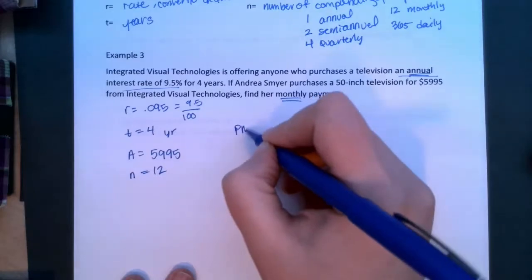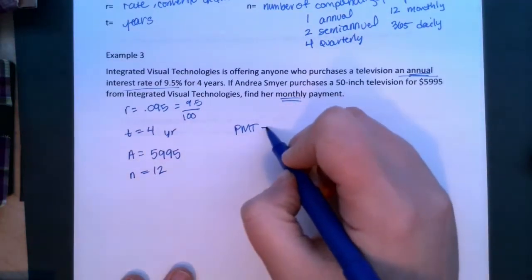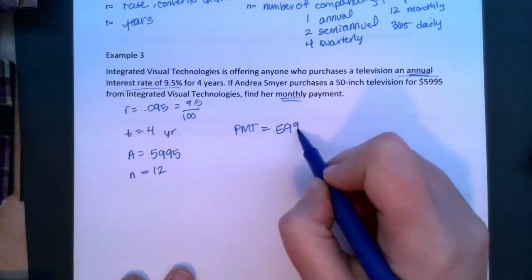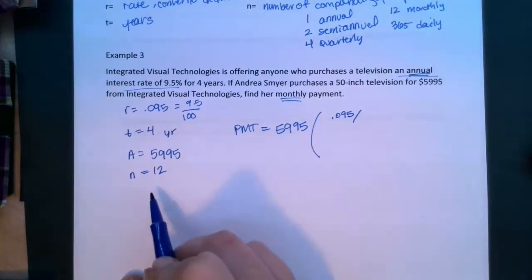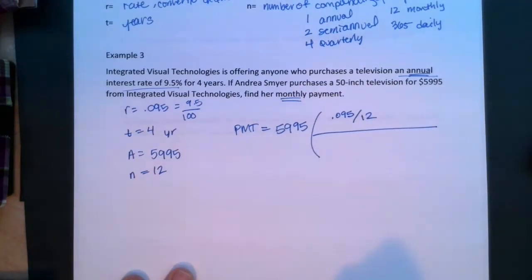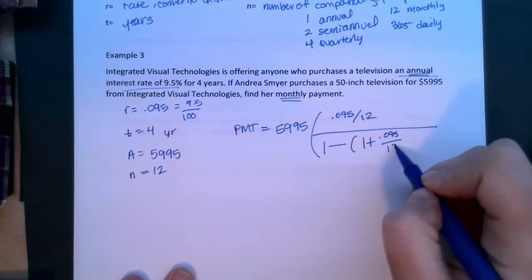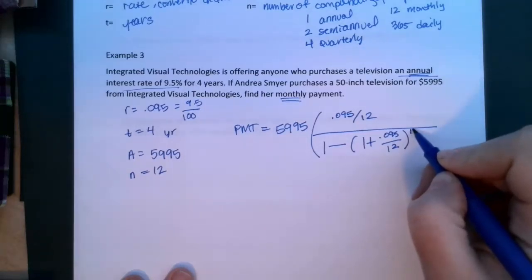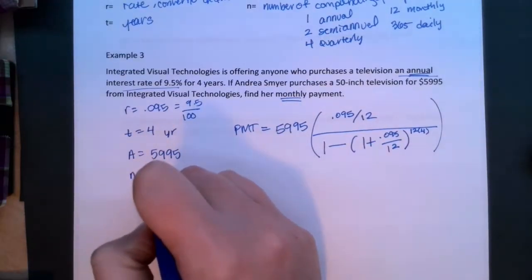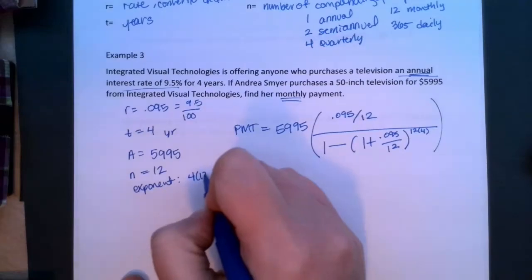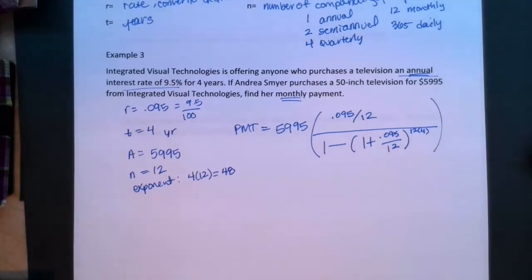Where we have our payment, which your book is calling PMT. Other books call it R, so it just depends on what you're looking at. We plug in 5995 times, and then our numerator is R, 0.095 over n. Then we have 1 minus (1 plus 0.095 over 12) to the negative exponent, which is 12 times 4, or you could just say 48. You could calculate that separately or do it all together. It's up to you. I'm just going to leave it in there.